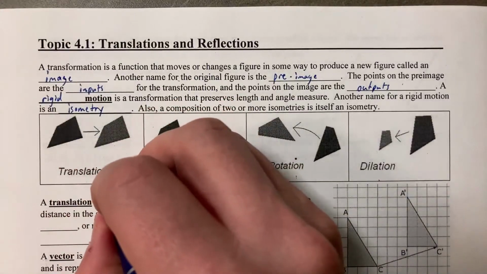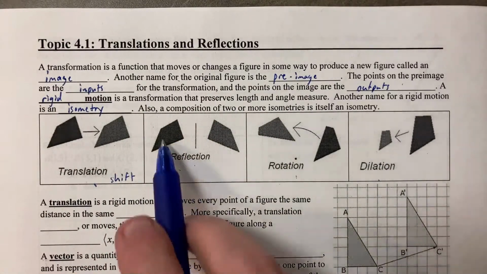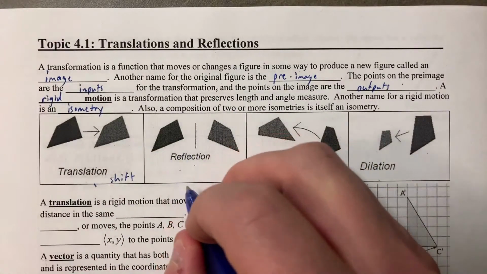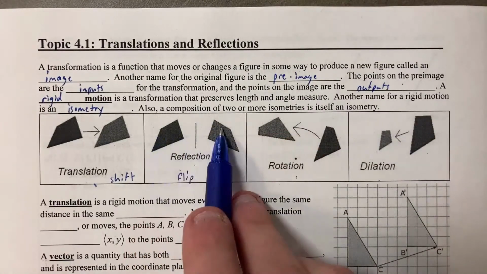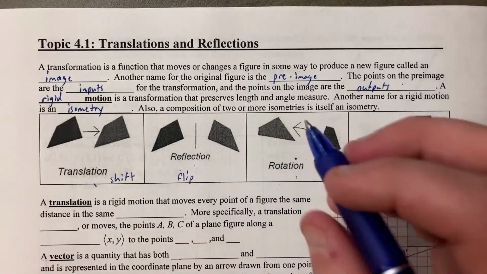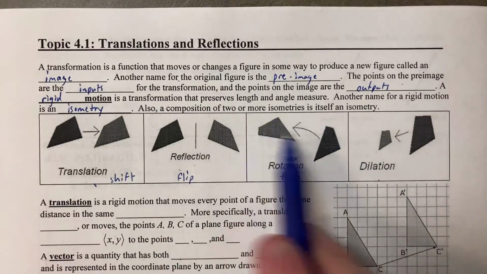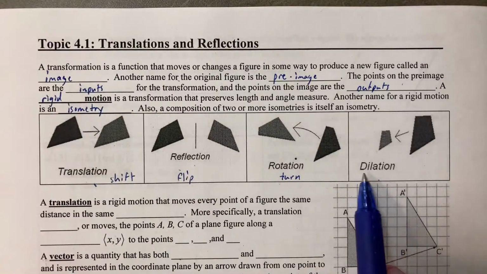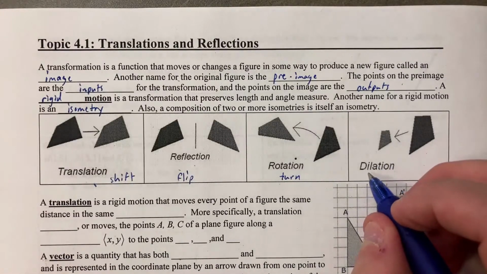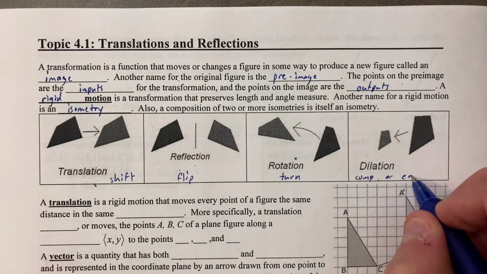Translation is like a shift. We're just shifting left or right, up or down. Reflection is kind of like a flip. We're flipping it over the line of reflection. A rotation is like a turn. We're turning it. And a dilation is like a scale drawing, kind of. It's like a compression or an enlargement.